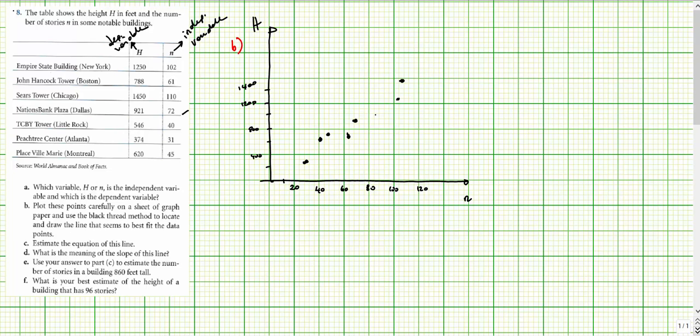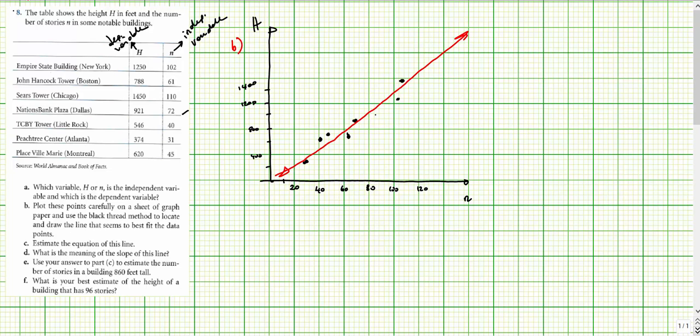And then it says here, draw the line that seems to best fit the data points. At this point, it's your estimation. Let's say it looks like it's somewhere here, maybe something like that. Estimation, just an estimation. So this is the answer for part B.